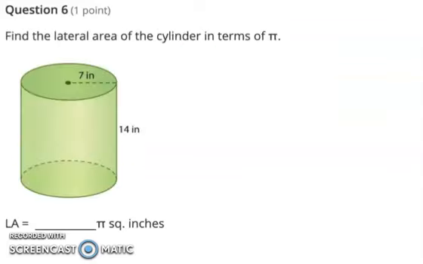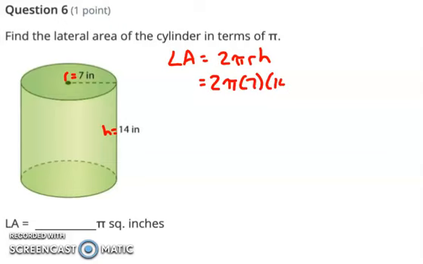Number 6. LA of a cylinder, that formula is 2 pi RH. So we just need to make sure we know R. For this one, it's 7. And H, for this one, it's 14. So 2 times pi times 7 times 14. Again, we're going to answer this one in terms of pi. So 2 times 7 times 14, that's like 14 times 14, which is 196. So we have 196 pi square inches. That's our lateral area.